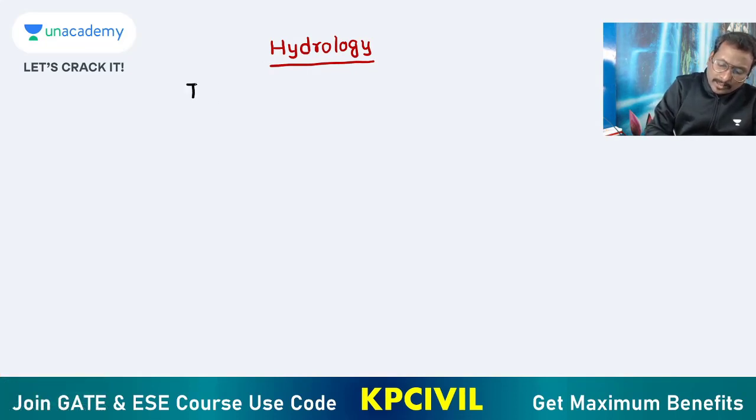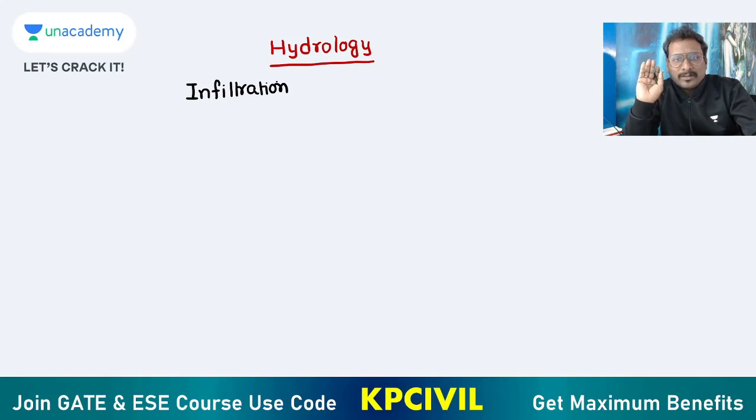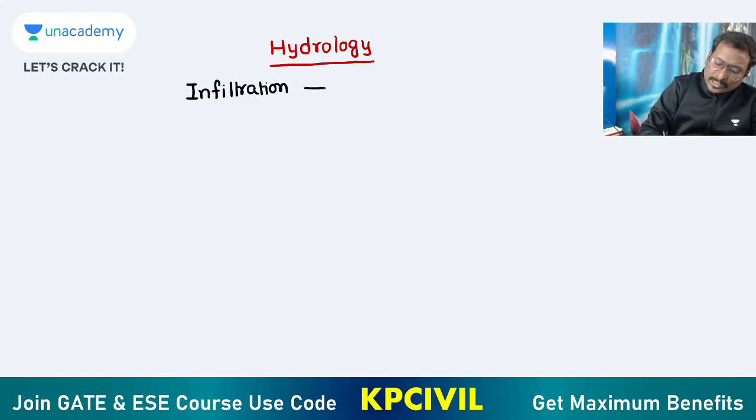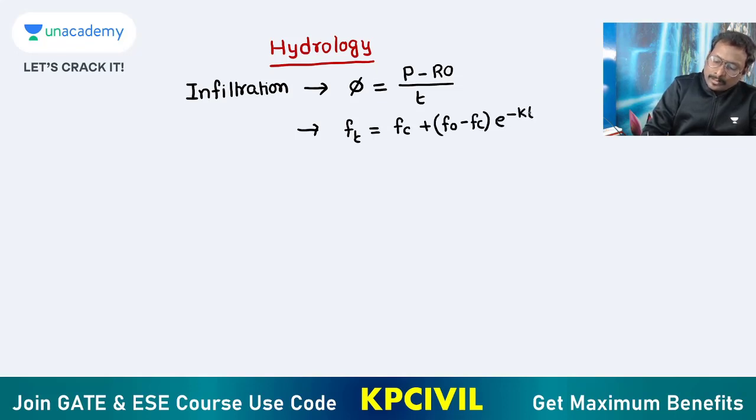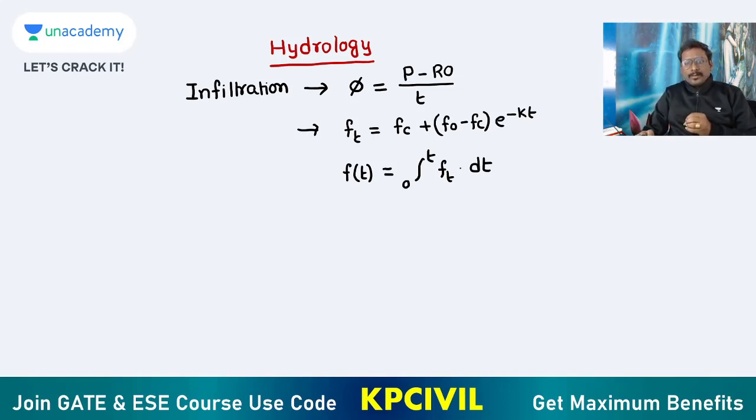In hydrology we will focus more on 4 topics. Infiltration. Only 2 formulas are there, simple. One is the phi index, one is Horton's curve. If you know these 2 formulas, you will solve all questions in infiltration. I will write down the equations. Phi equals rainfall minus runoff by time. Horton's equation: ft equals fc plus f0 minus fc into e power minus kt. They will ask you cumulative infiltration. For cumulative infiltration, you remember F of t equals integration of 0 to t ft dt. Enough. Two formulas, Horton's equation and phi index. You will get one question from it.